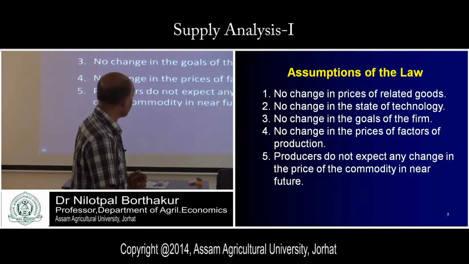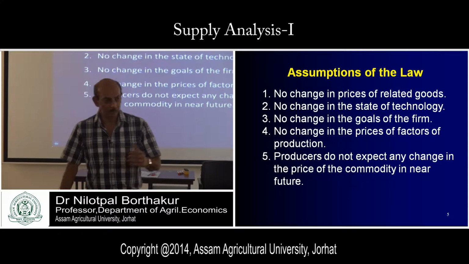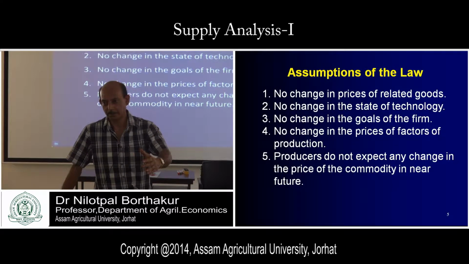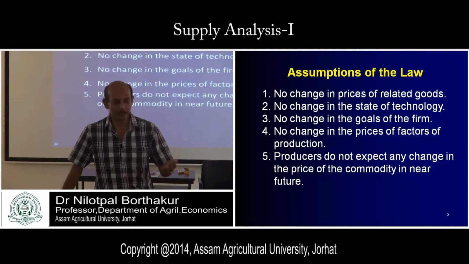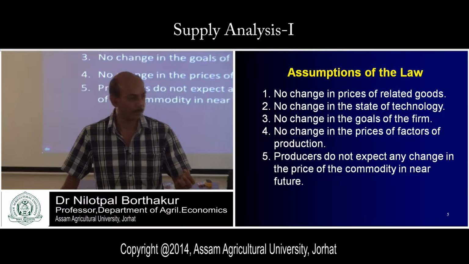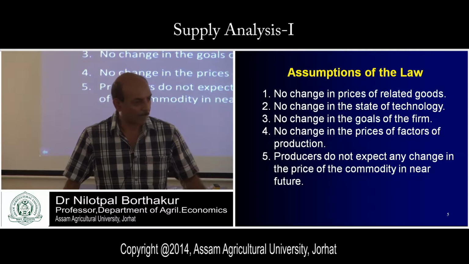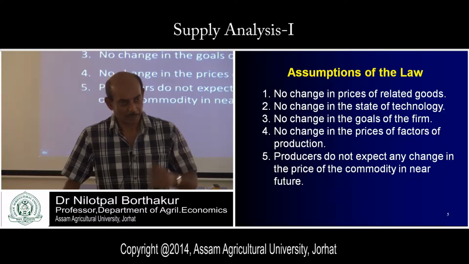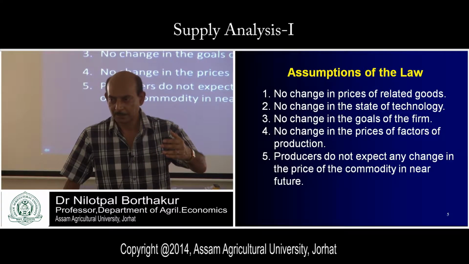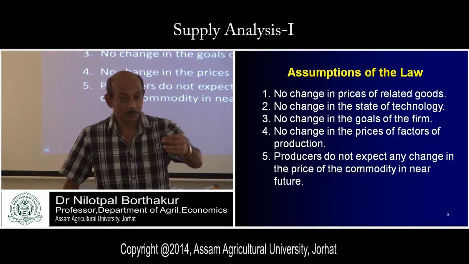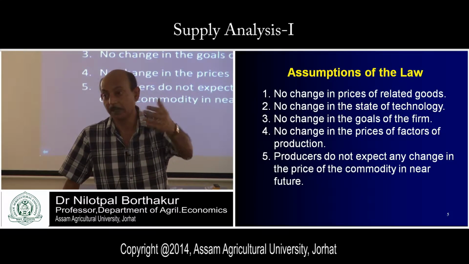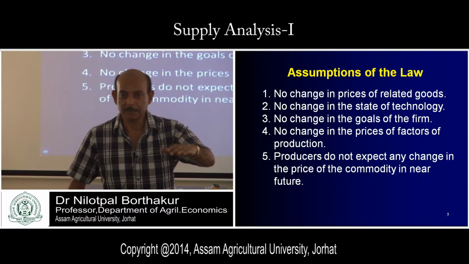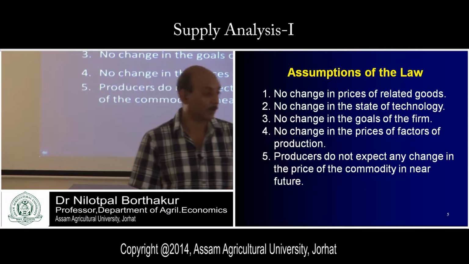Then, no change in the price of factors of production. In order to produce a particular commodity, we need certain factors. If it is agricultural crops, we need seed, fertilizers, pesticides, and we need to spend on labor. Now if the prices of these factors go up, ultimately our cost of production will increase. And if the cost of production increases, at the same price we cannot sell the commodity. We shall have to increase the price also. So if the cost of factors of production goes up, then this particular law of supply also cannot operate.